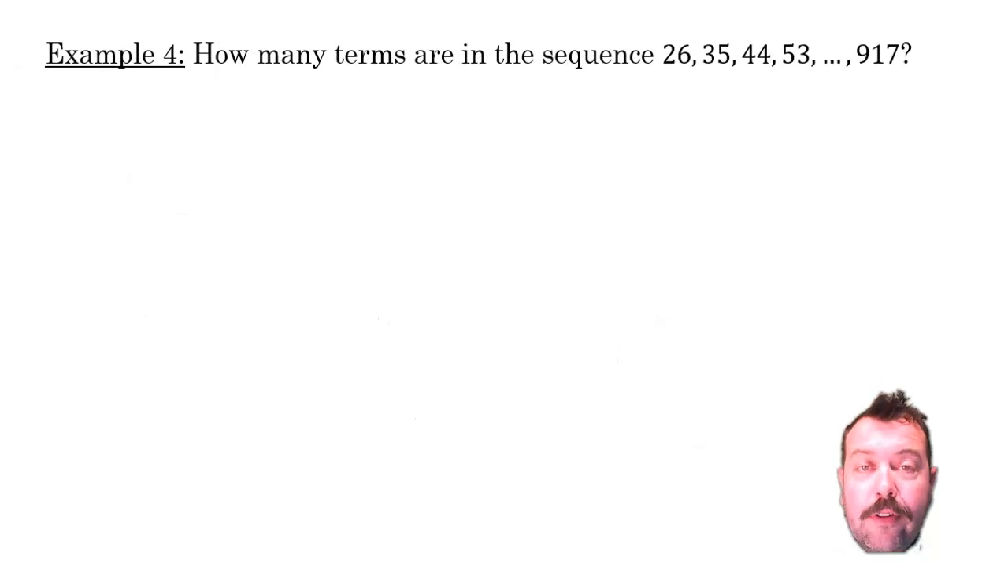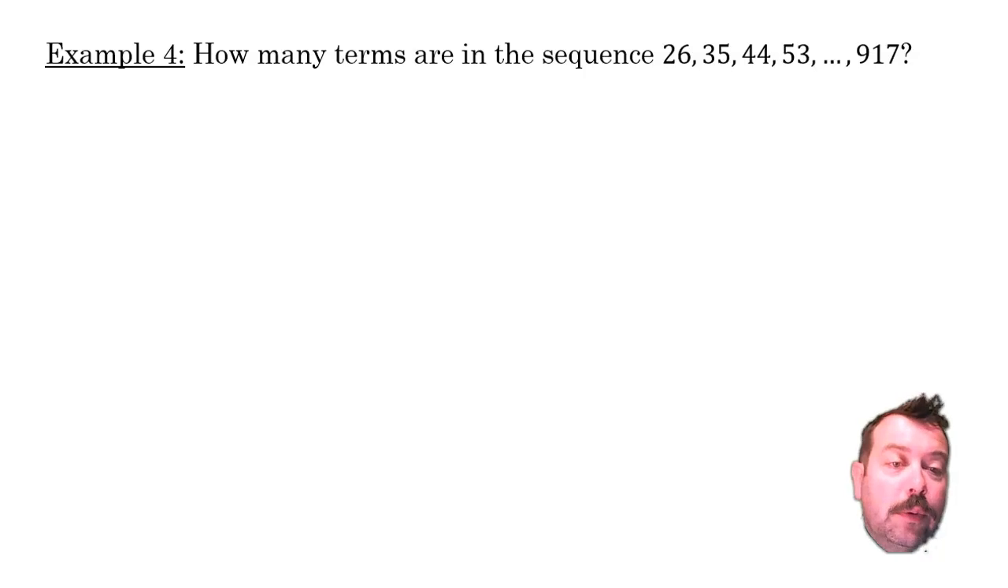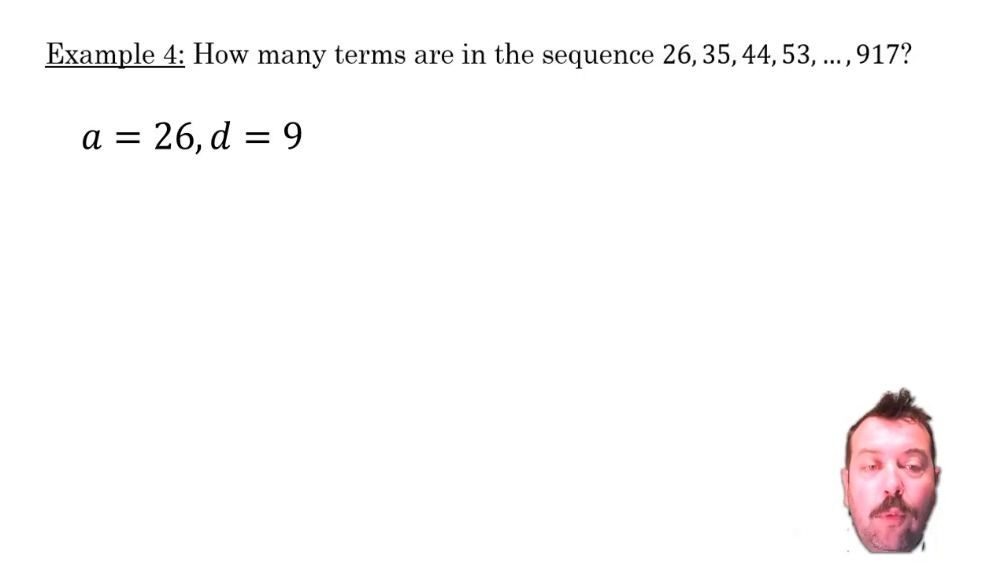Righto, let's have a look at another example here. How many terms are in this sequence? Remember we said that a sequence can have either an infinite or a finite number of terms. Well, this one definitely has a finite number of terms. We can see the last term is 917. The first term is 26, so we know what A is. If we assume in this question that it's an AP, which we can because that's what the exercise is, we could prove that it is to begin with, but for now I think we can assume that.